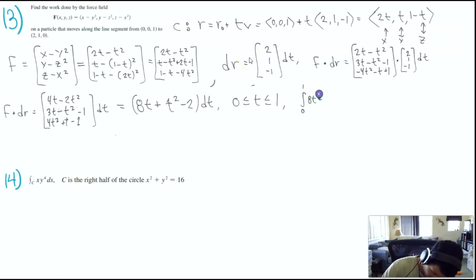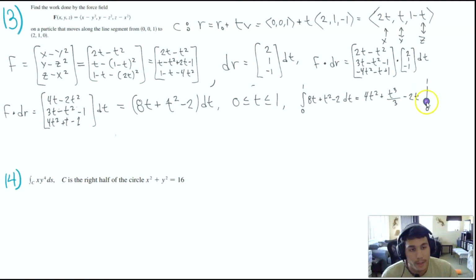The integral of t squared minus 2 dt, and that is, what, 4t squared, right? Yep. Plus t cubed over 3 minus 2t, from 1 to 0. And we don't need to worry about the 0 bound because everything is times t. So, like I said, we just don't need to worry about it. Now, remember when we evaluate this, we're telling you that this is the work done. F dot dr is the work.